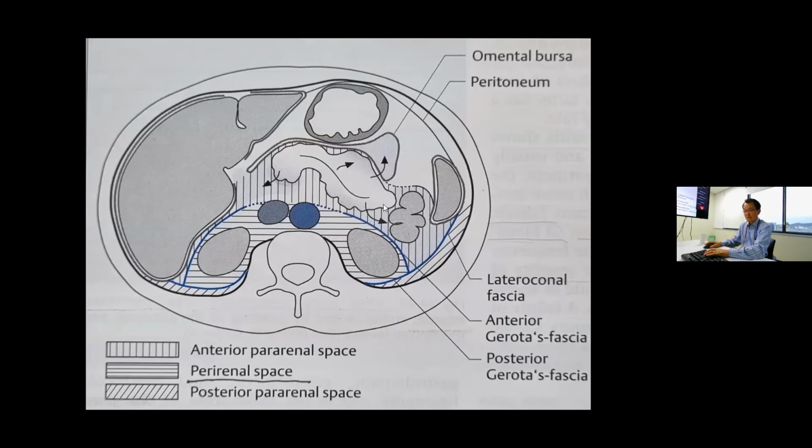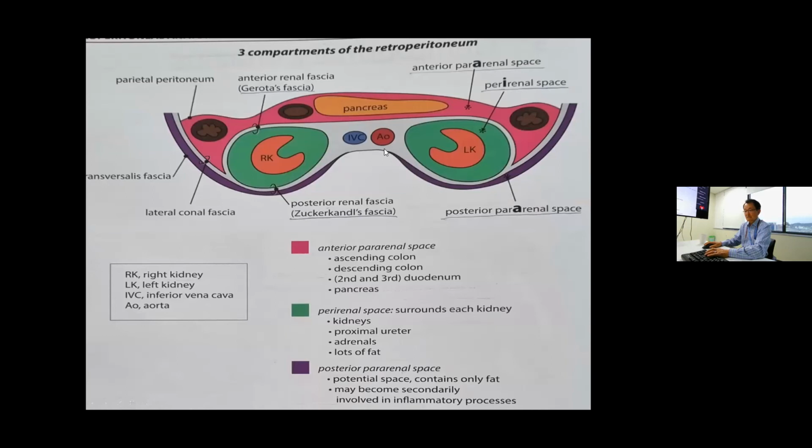Now in the upper abdomen, you have the stomach here, this is the pancreas, and this is the lesser sac. Again, this whole space is perirenal, all around, but this is the anterior pararenal and posterior pararenal space. So here again, kidney, adrenal, infrarenal aorta, pancreas. This pancreas is in the anterior pararenal space here. And so the Gerota's fascia, this is anterior, posterior pararenal space. So it's all structures there.